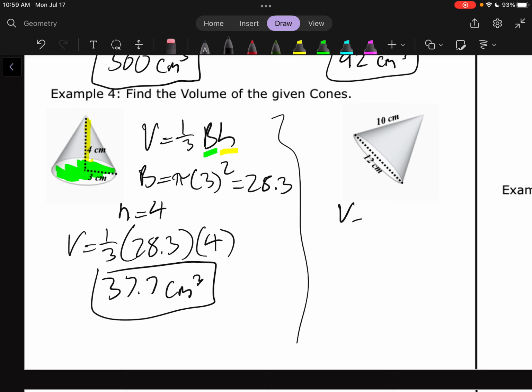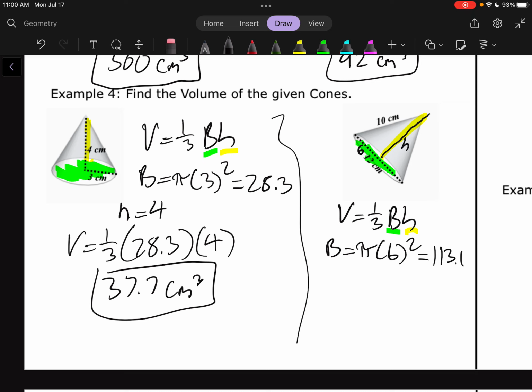For this one, we'll try the same thing here. 1/3 big BH. Our big B is the area of the circle down there. This time I need to do pi times 6 squared, since my radius is 6. I'm getting 113.1. My h, ooh, look at that. I don't have my h. So what do I need to do here?